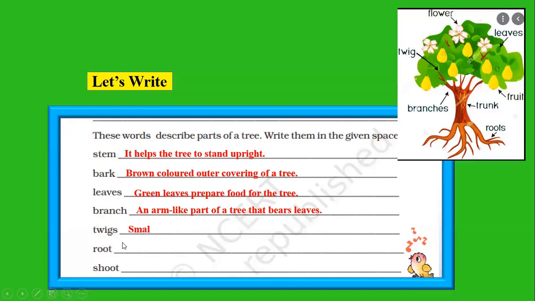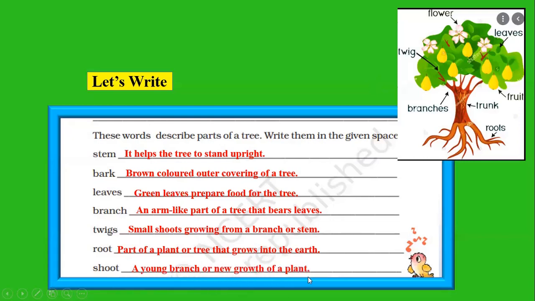The next word is twigs. Twigs are small shoots growing from a branch or stem. Here you can see a twig, children. The next word is root, and a root is the part of a plant or tree that grows into the earth. The last word is shoot, and it means a young branch or new growth of a plant. Children, here you have understood the different parts of a tree.